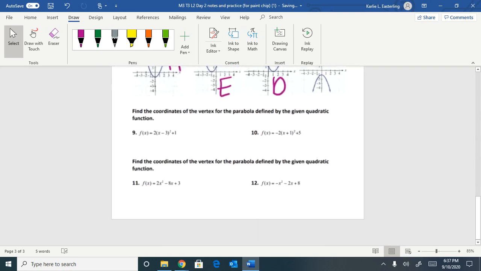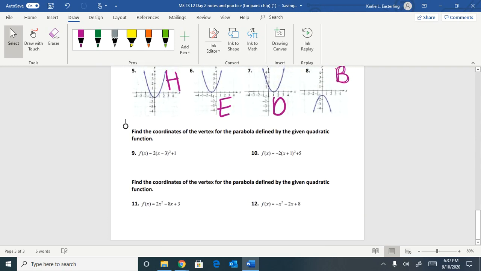And then down here, we're going to find the coordinates of the vertex for the parabola defined by the given quadratic function. So just find your vertex and you're good there. And then for the next one too, you're going to find the coordinates of your vertex. The good thing is you're going to find the vertex on both of those. You can go ahead and do that.